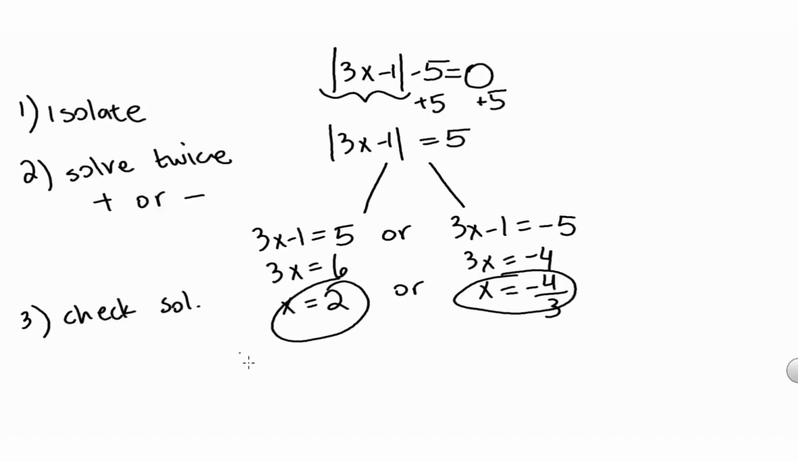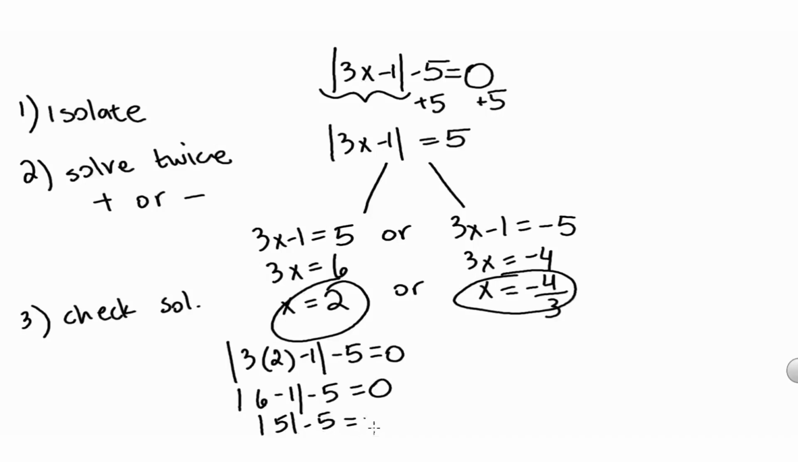So |3(2) - 1| - 5 = 0. And notice that I'm using the original equation, not the one where I isolated the absolute value, although you can, but the most accurate one is to use the very original equation you were given. So here I have |6 - 1| - 5 = 0. 5 - 5 = 0. So this checks out. This is true. So 2 is a solution.